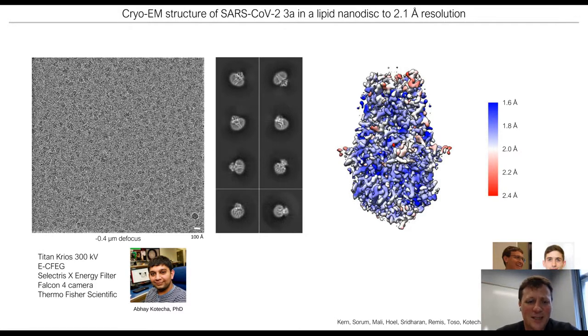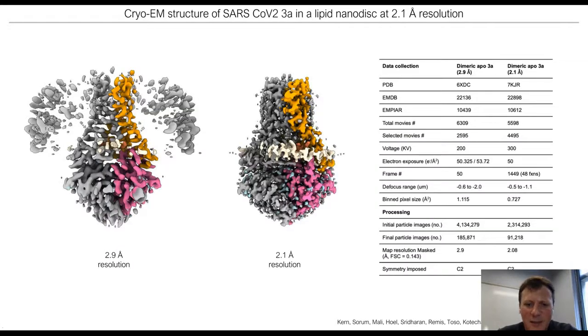And so this is using the Titan Krios with cold FEG and Selectris X energy filter and the Falcon 4 camera. So you can see immediately, I think, the improvement in map quality from the image shown on this slide, and I'll just show the two maps next to one another so that the comparison is more clear. It's really substantially more detail in this higher resolution map on the right.